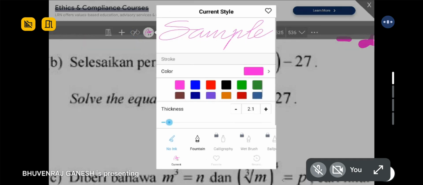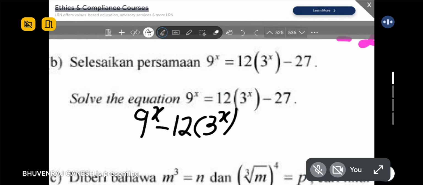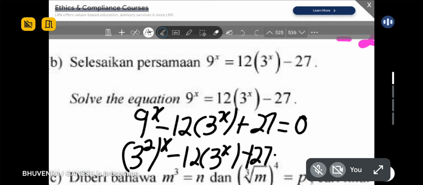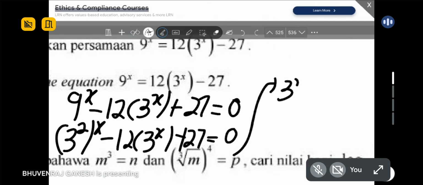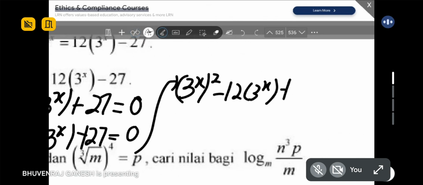Okay, so for this one, guys, whenever you see this kind of equation, what you do is you just shift everything to the left hand side and make it equal to 0. Okay, bagi dia sama dengan kosong. Why? Because I see a quadratic equation over here. Can you all see a quadratic equation? If you are very experienced, you can see a quadratic equation from here. Boleh nampak. Okay, so can you see that I can write this as (3 power x) square, still the same meaning, and then minus 12 (3 power x) plus 27 equals 0.